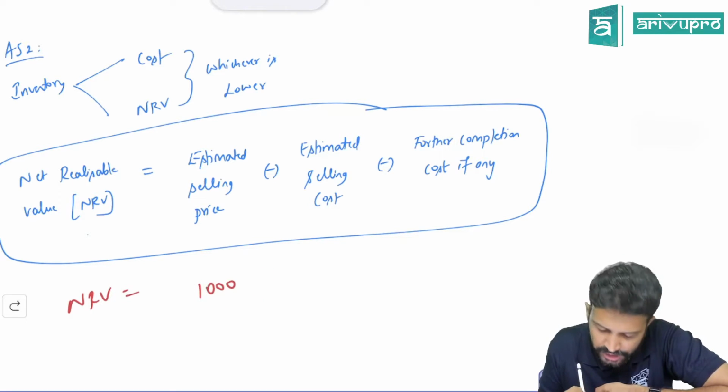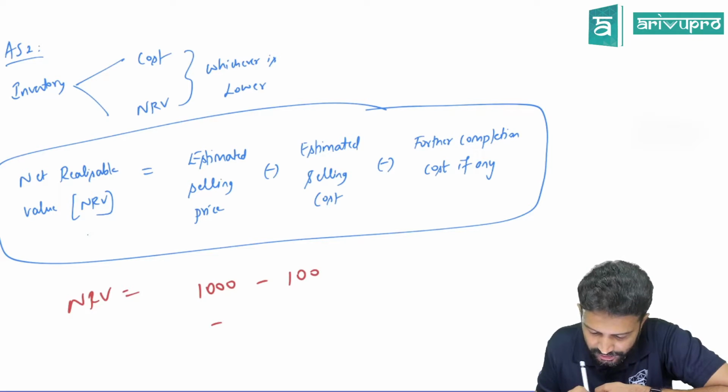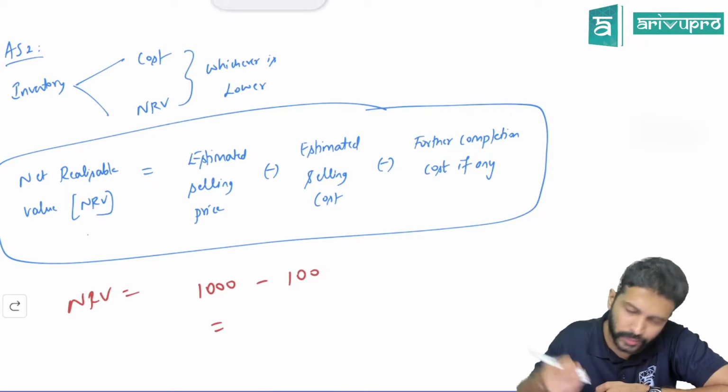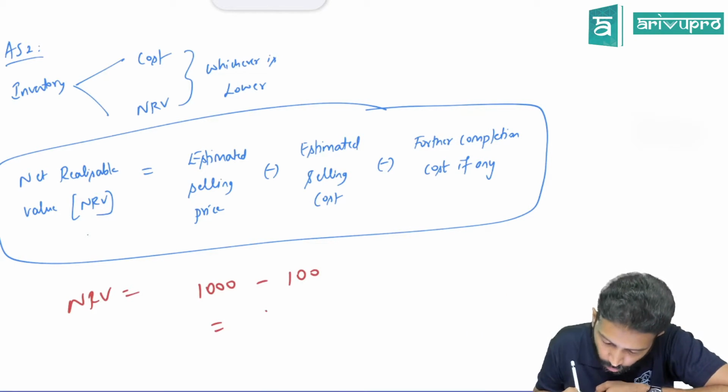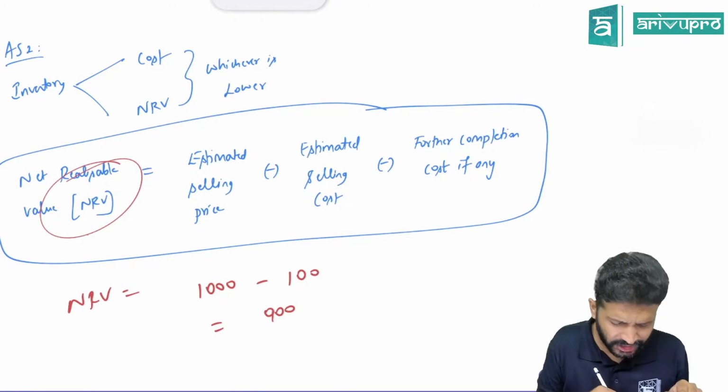Estimated selling price, which in my example is how much? 1,000. Minus estimated selling cost. How much is it, sir? Further completion cost, we'll see it in a different example. Leave that. That means what is your net realizable value? 900. To think logically, what does NRV stand for?